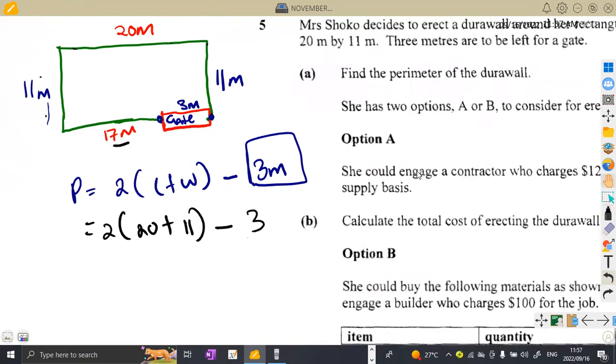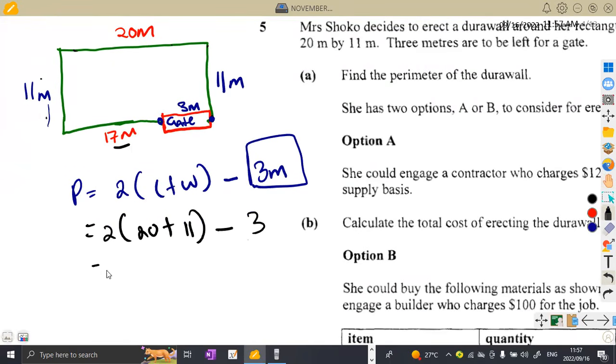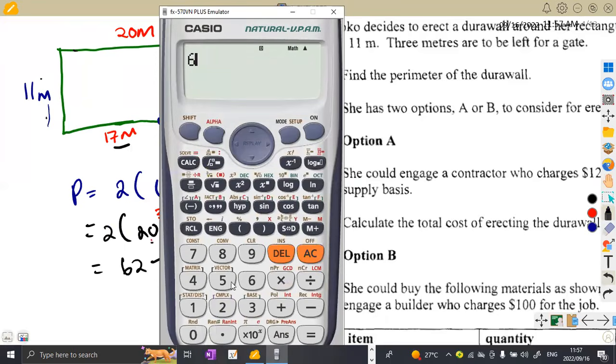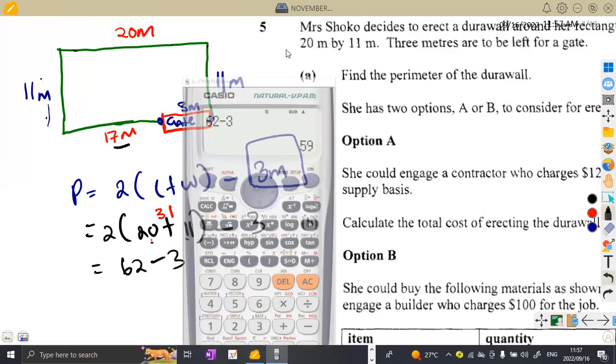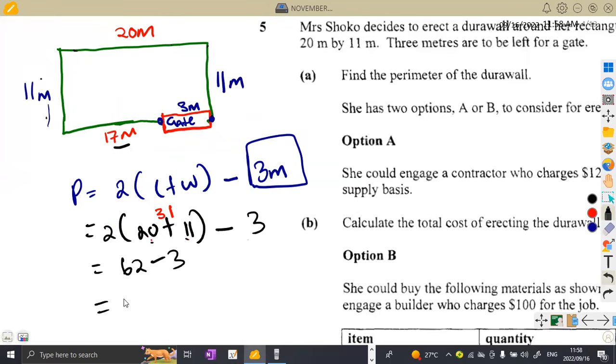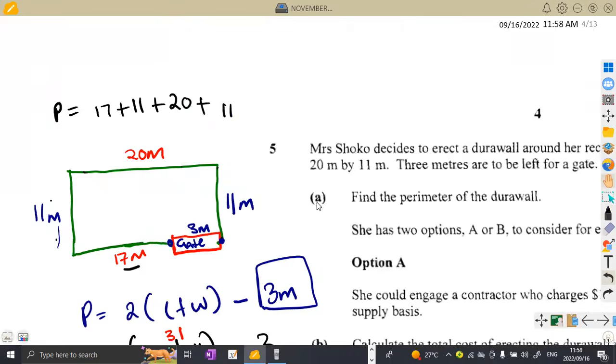So that means we are going to have 2 by this one. If you add, okay, you can add first. That's 20 plus 11, which is 31. Then if you multiply by 2, it's going to be 62. So that would be 62 minus 3. Okay, so you can just subtract here, that's 62 minus 3, which is going to give us 59. Okay, so this is going to be 59 meters. So it's perimeter. Perimeter is measured in meters. So it's the same thing. If we could have just added this, we must get 59.